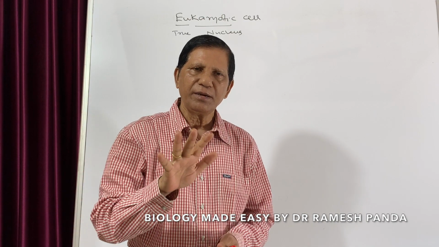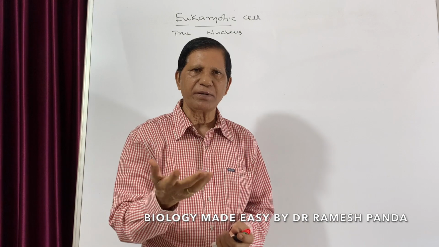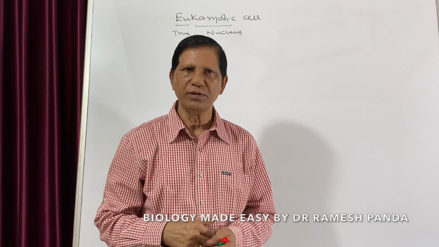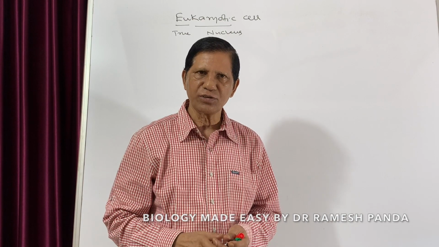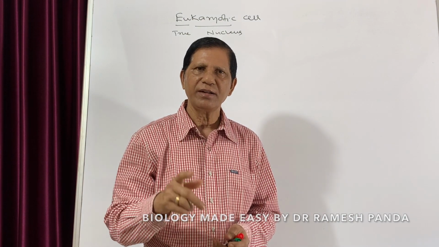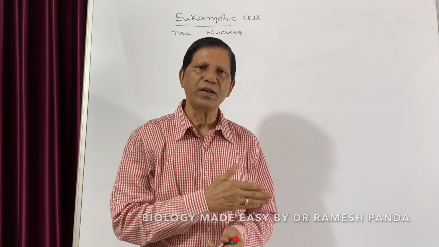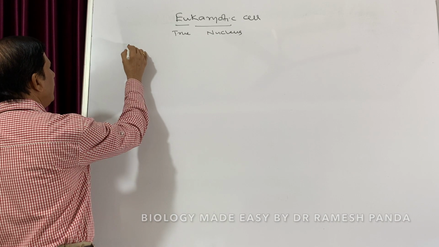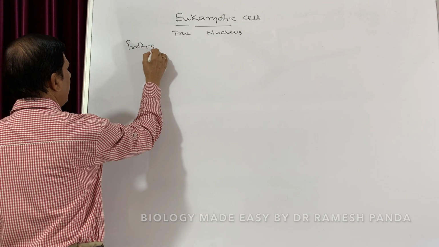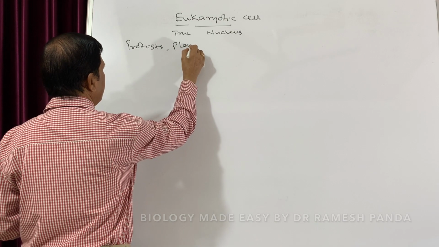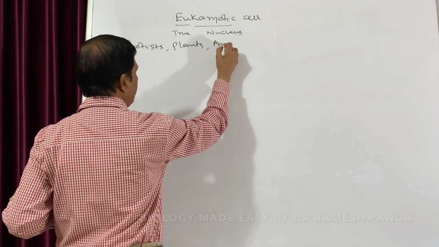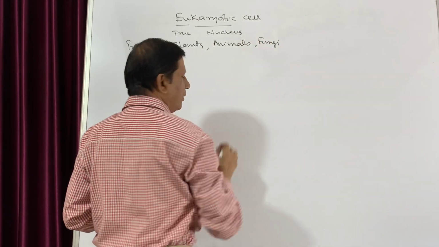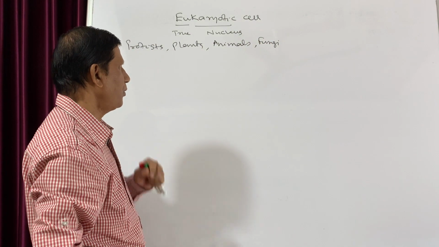Now, out of the 5 kingdoms, according to the 5 kingdom system, except Monera, where the prokaryotic cells are found, in the rest of the kingdoms, that is the protists, plants, animals and fungi, the eukaryotic cells are found. That means eukaryotic cells are found in protists, then plants, animals and also fungi. Only in the case of Monera, we will get prokaryotic cells.